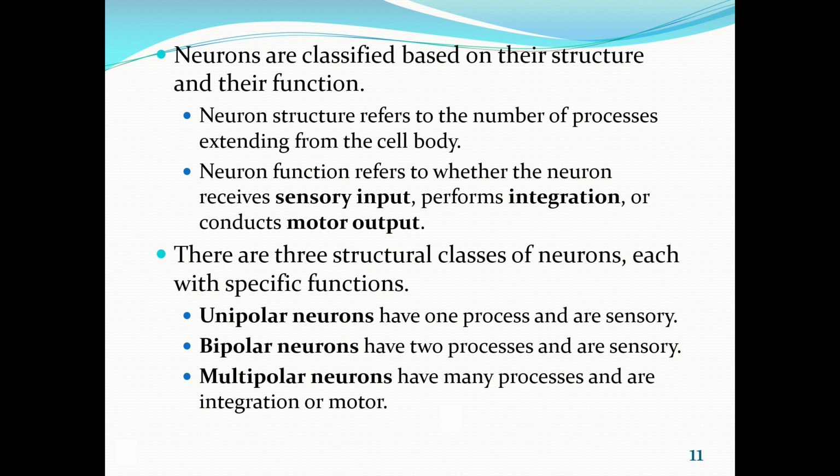Neurons are classified based on their structure and their function. Neuron structure refers to the number of processes extending from the cell body. Neuron function refers to whether the neuron receives sensory input, performs integration, or conducts motor output. And there are three structural classes of neurons, each with specific functions. Unipolar neurons have one process sticking off the cell body, and they are sensory. Bipolar neurons have two processes sticking off the cell body, and they are sensory. Multipolar neurons have many processes sticking off the cell body, and they are either integration neurons or motor neurons.